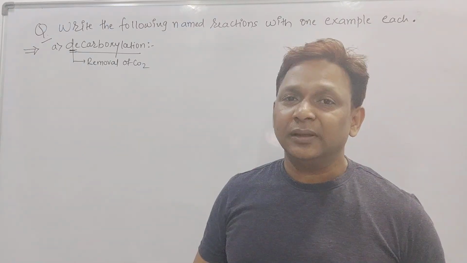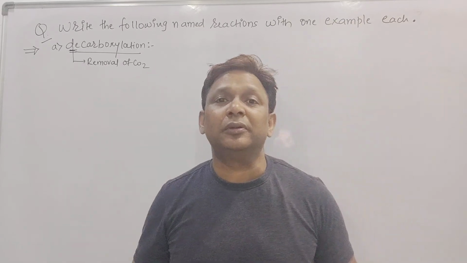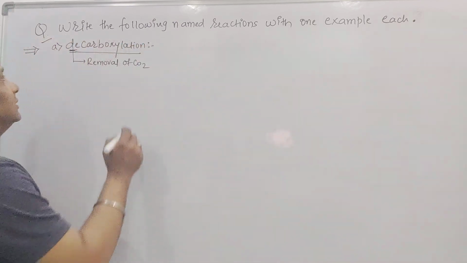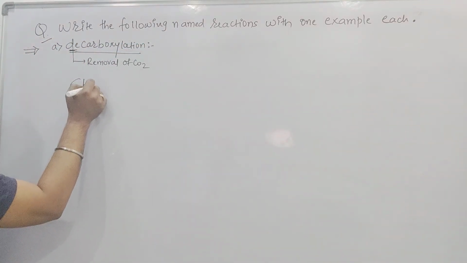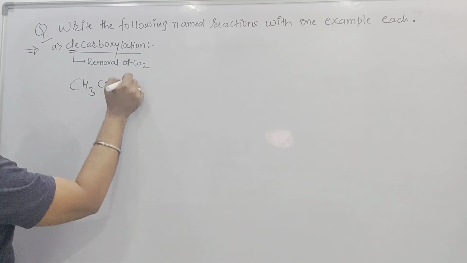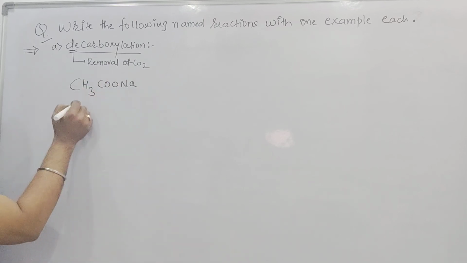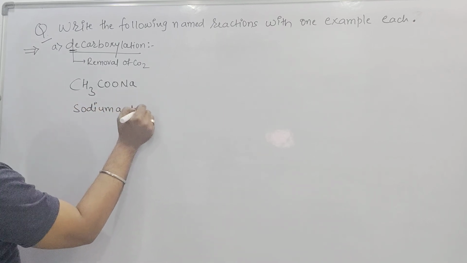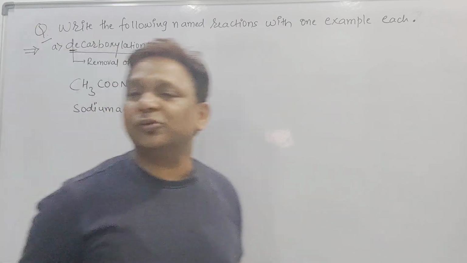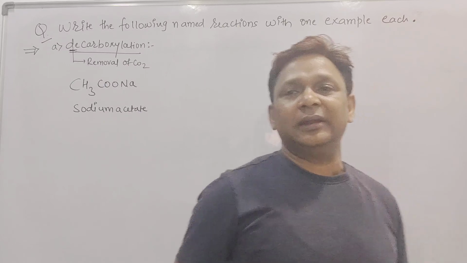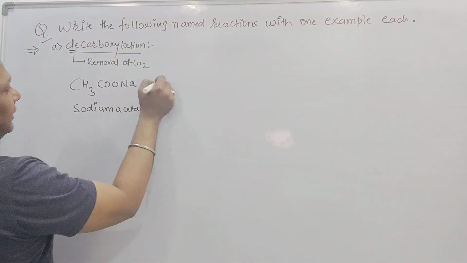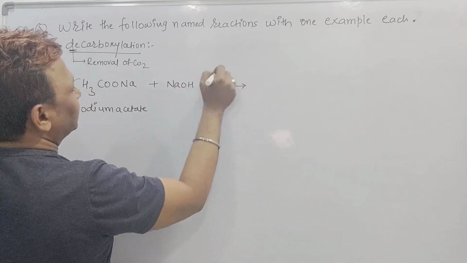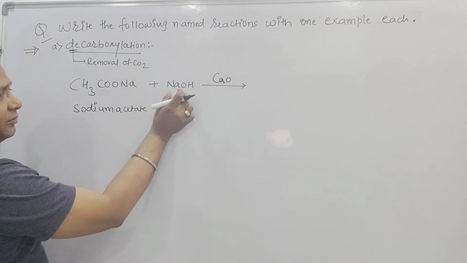We are going to see in which compound decarboxylation can be done. It is done on a salt of carboxylic acid. I want to give you an example. CH3COONa is called sodium acetate. Please repeat with me, what is this called? Sodium acetate. What is the formula of sodium acetate? CH3COONa. This sodium acetate reacts with soda lime, which is a mixture of NaOH and CaO.